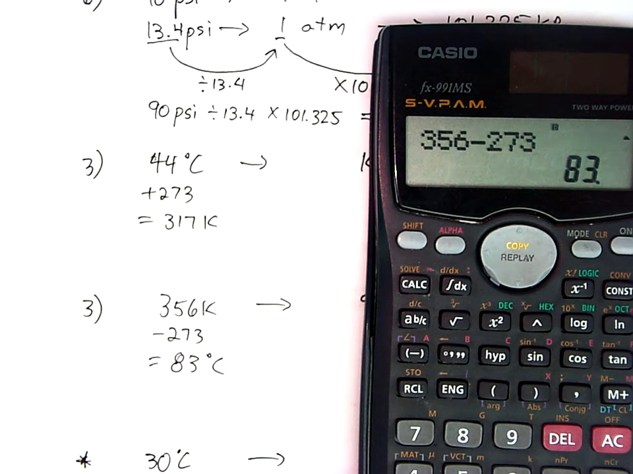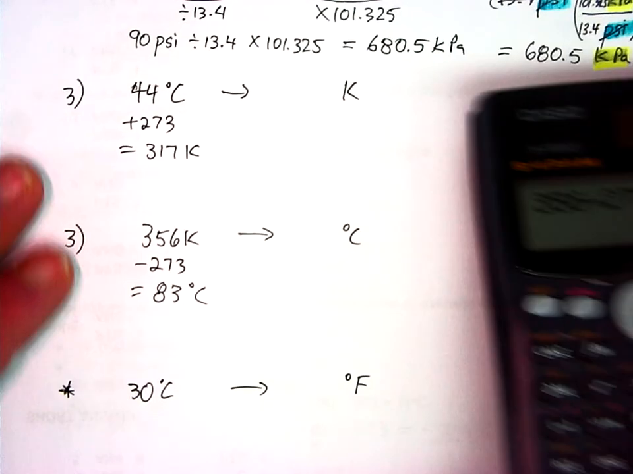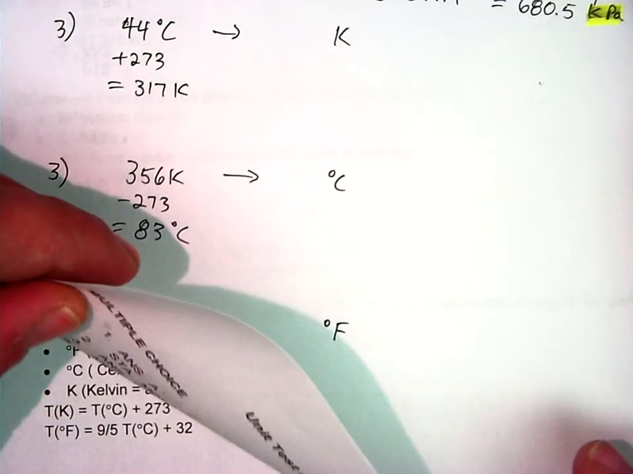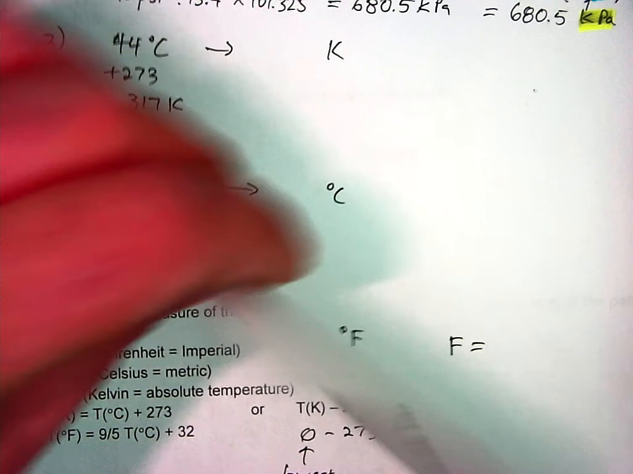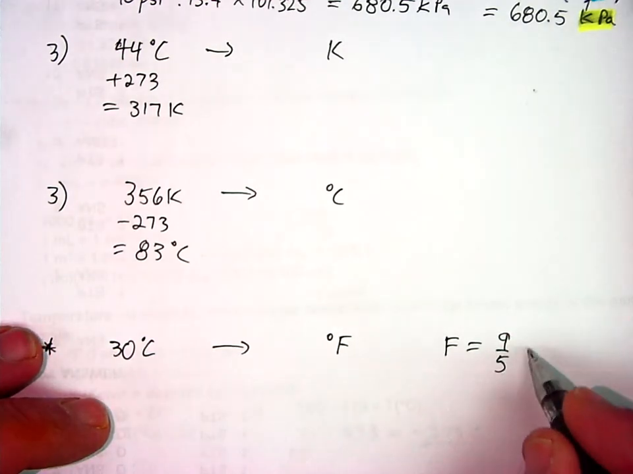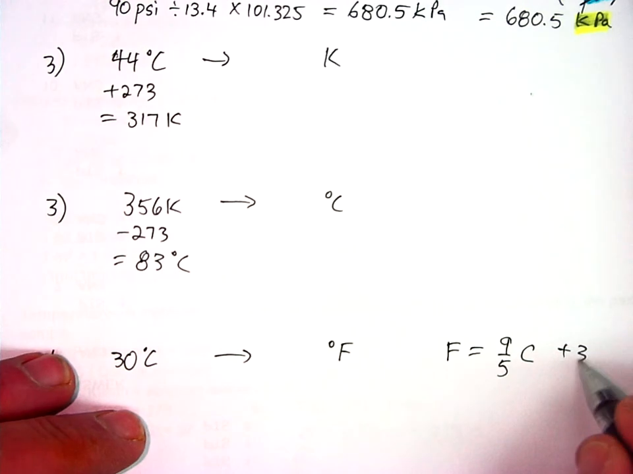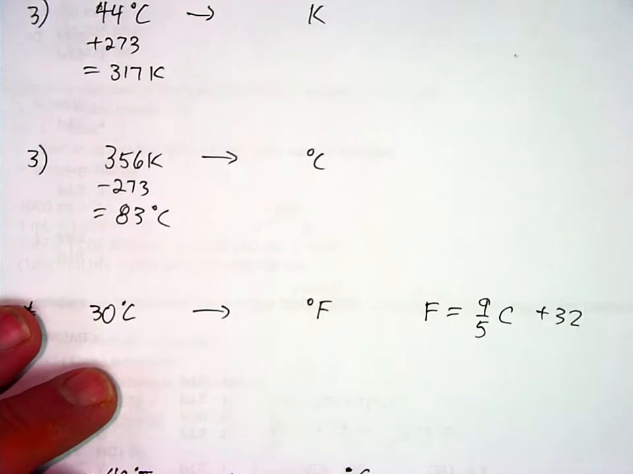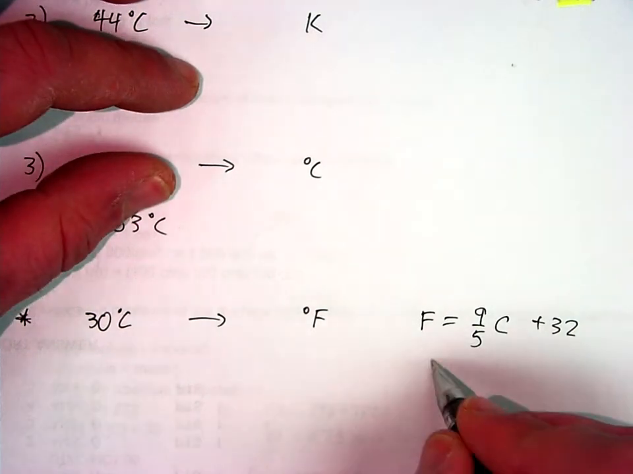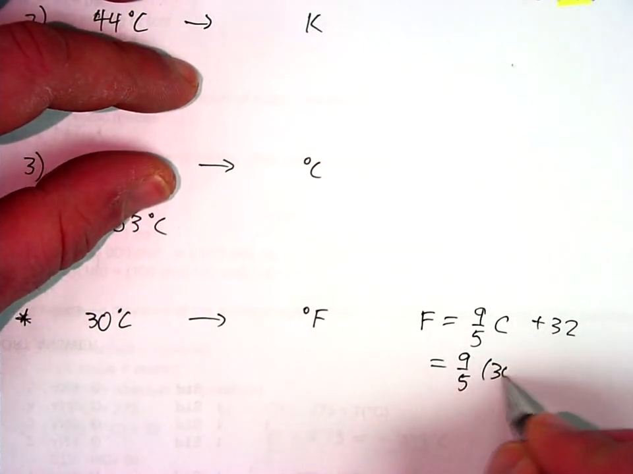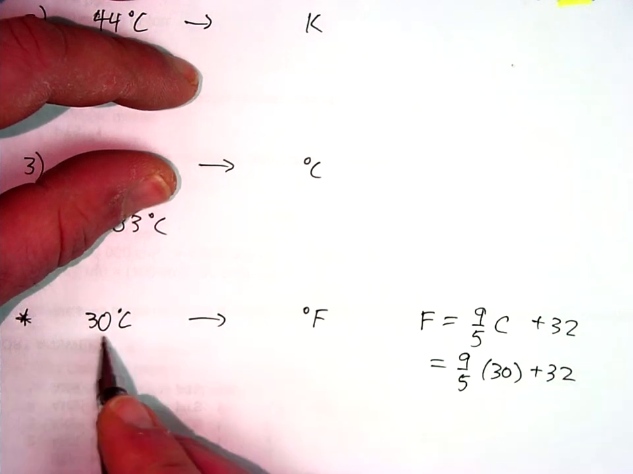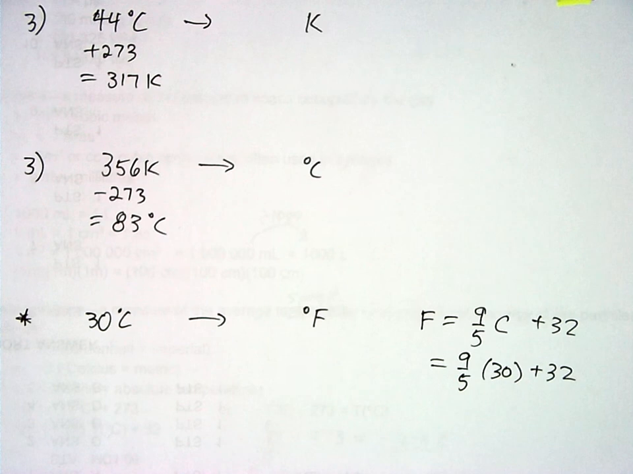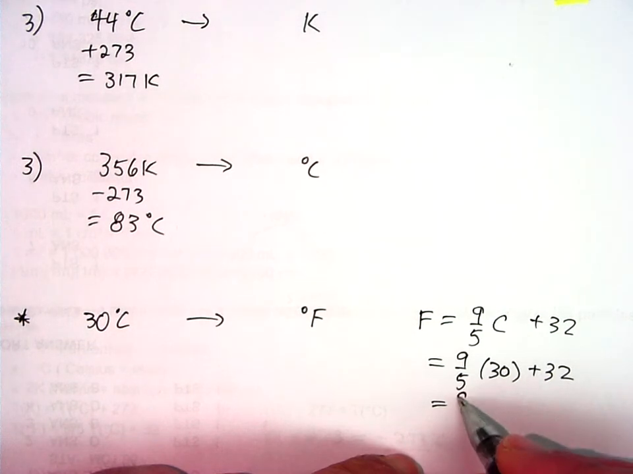Okay? Finally, if we want to do some of these conversions with Fahrenheit, we need to use the formula that's present. So the formula is Fahrenheit equals 9/5 of Celsius plus 32. So we're going to plug in our Celsius value. 9/5 of 30 plus 32. That's a little bit higher than room temperature. It's lower than body temperature, but it's about that. So 5 into 30, divided by 5, is 6.